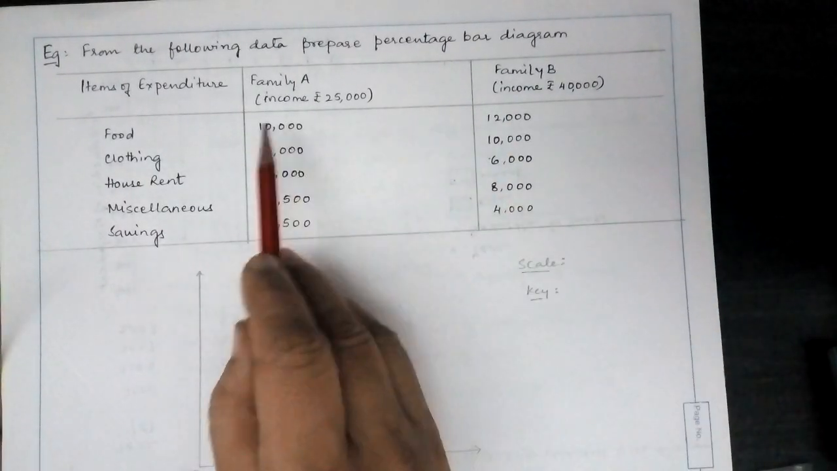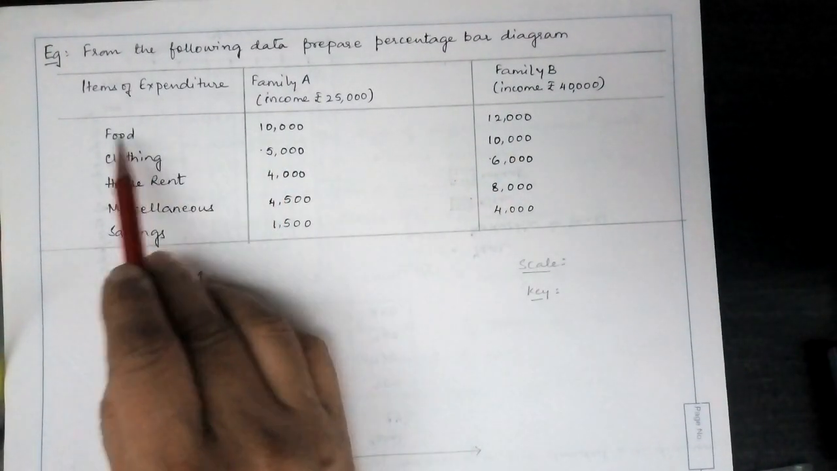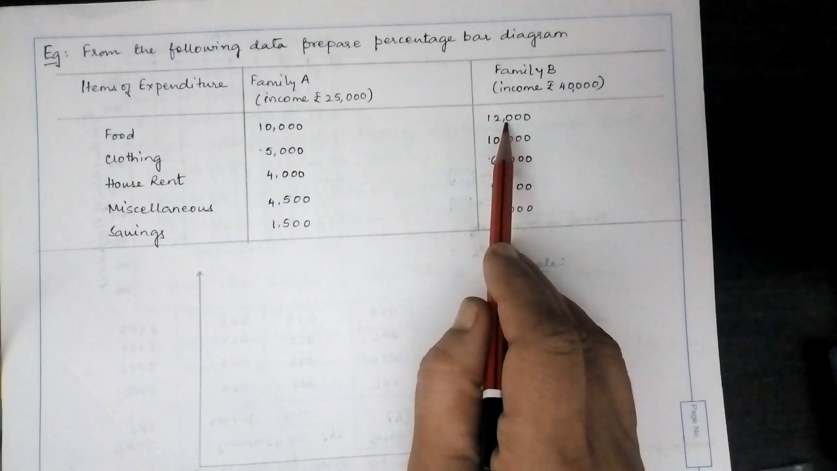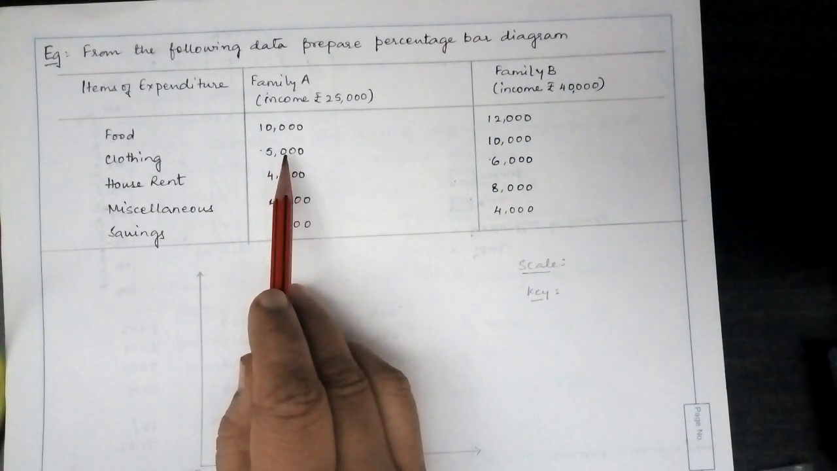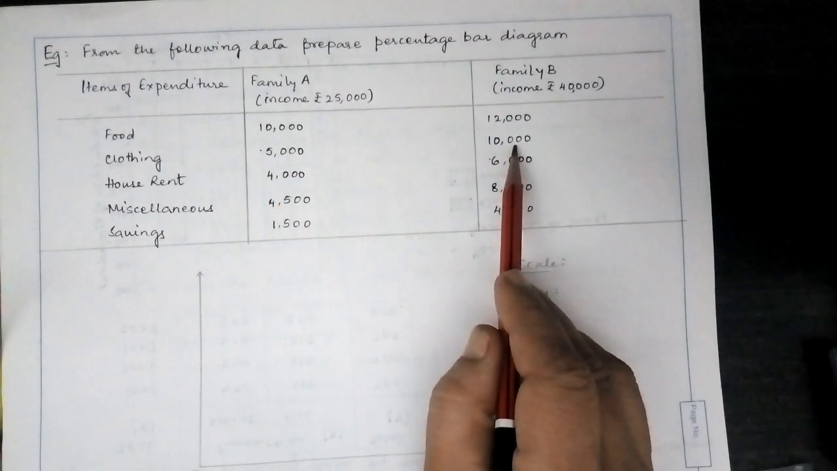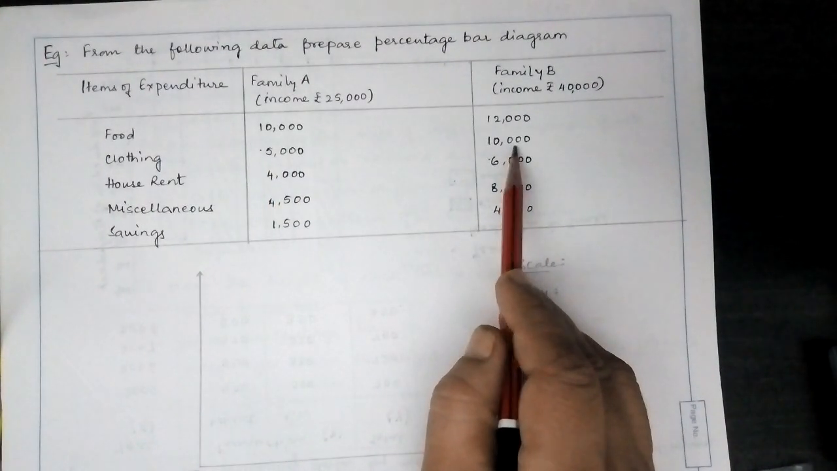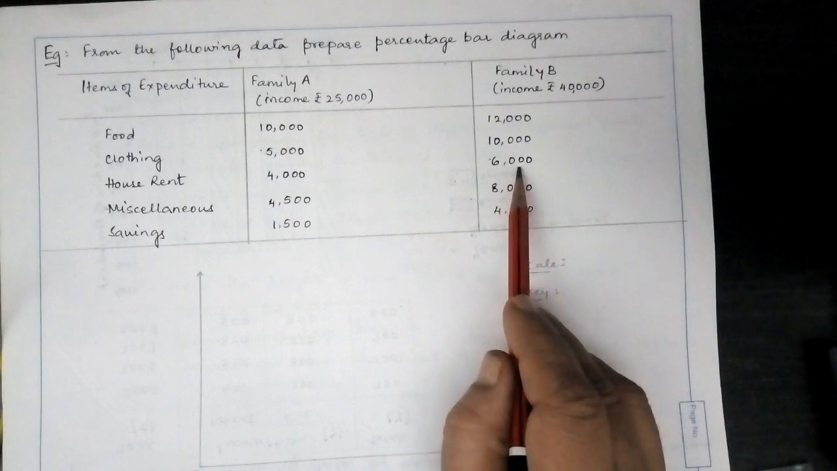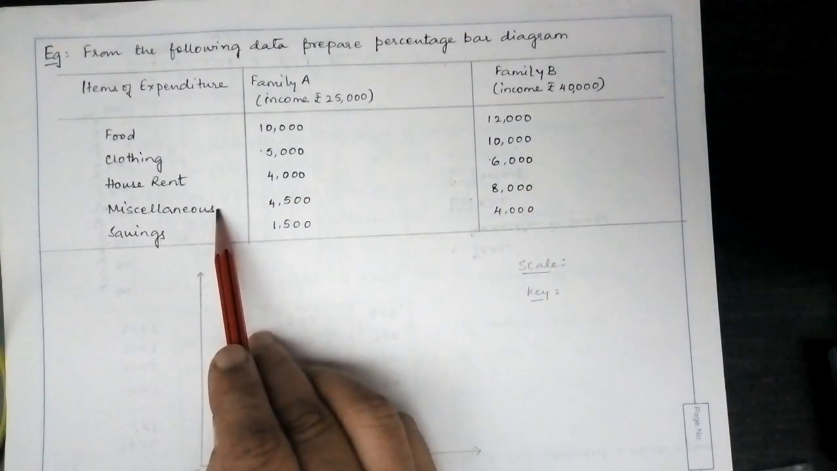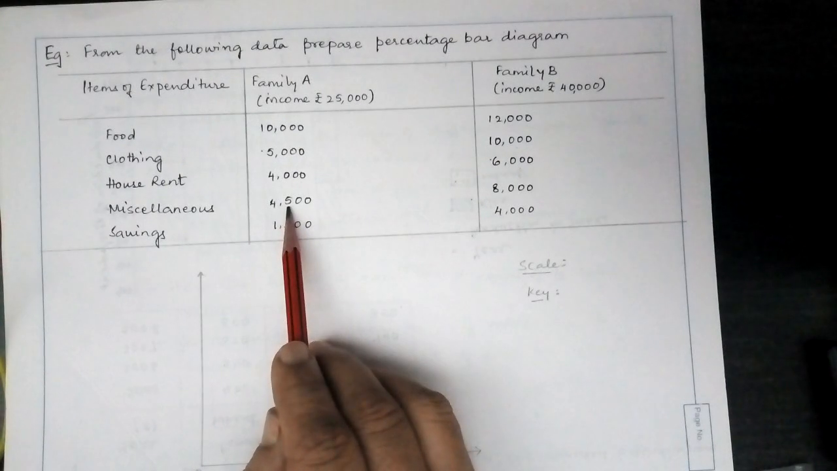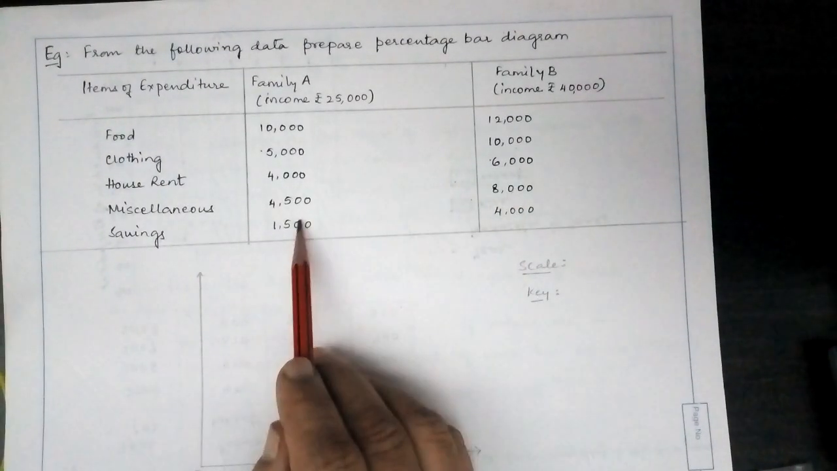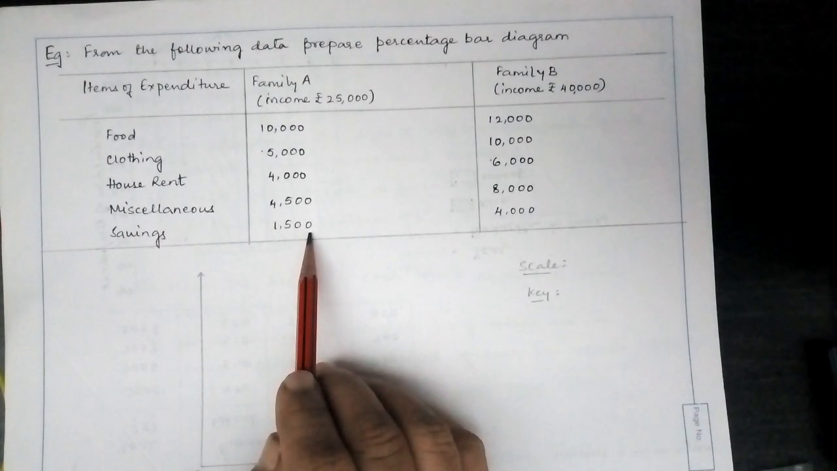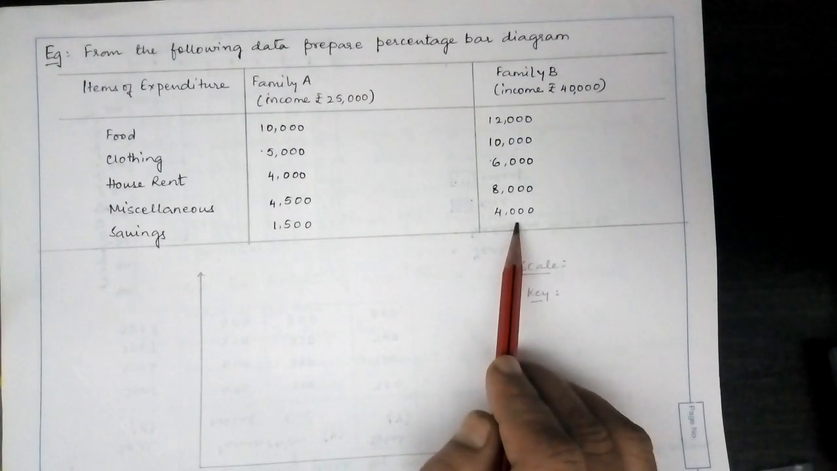Family A spends 10,000 rupees on food, whereas family B spends 12,000 rupees on food. And family A spends 5,000 on clothing, whereas family B spends 10,000. So house rent is 4,000 and 6,000 respectively. Miscellaneous items or expenditure on miscellaneous items is 4,500 for family A and 8,000 for family B. Likewise, family A saves 1,500 and family B saves 4,000.